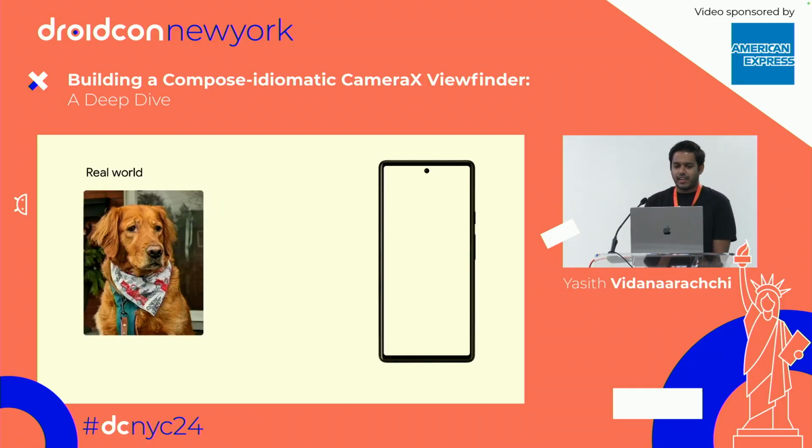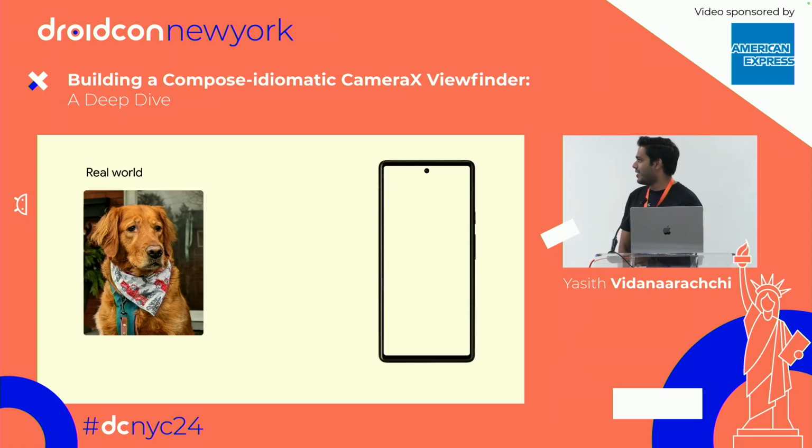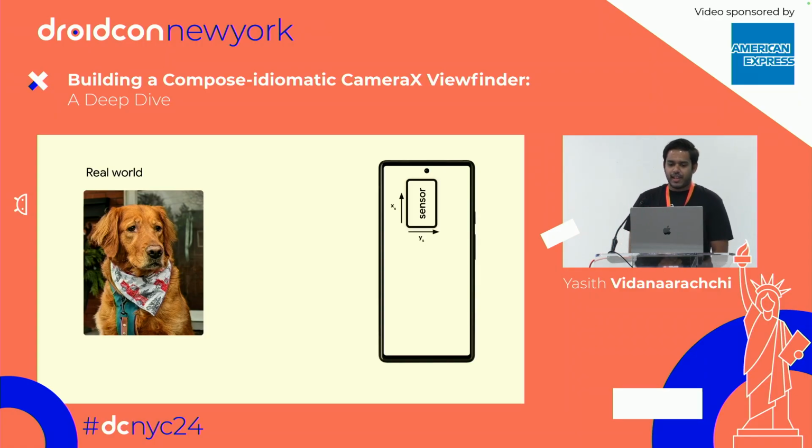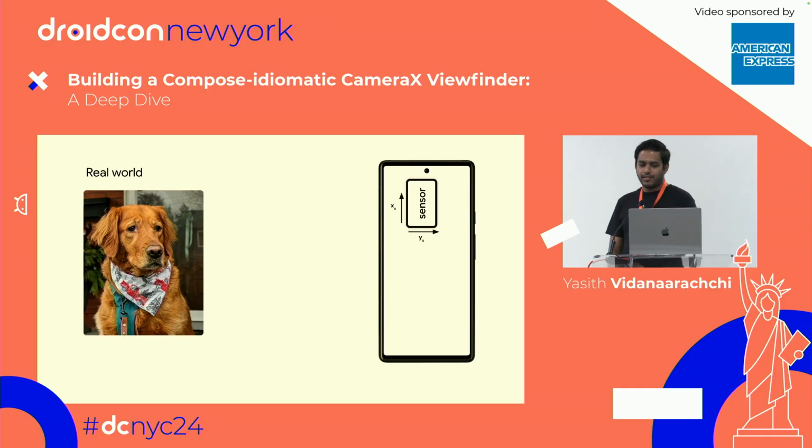So this is my dog Felix. Let's say I'm going to take a photo of him. So this is him in the real world, and we have our screen where we want to show the frames that we get from the camera of Felix onto the phone. And this happens by the real world being projected onto the camera sensor, as shown here.